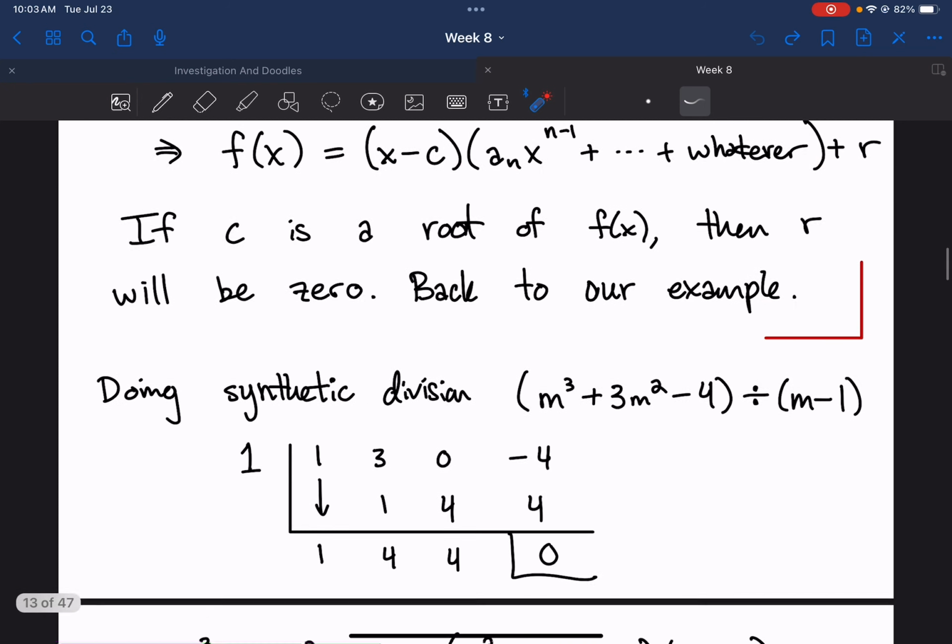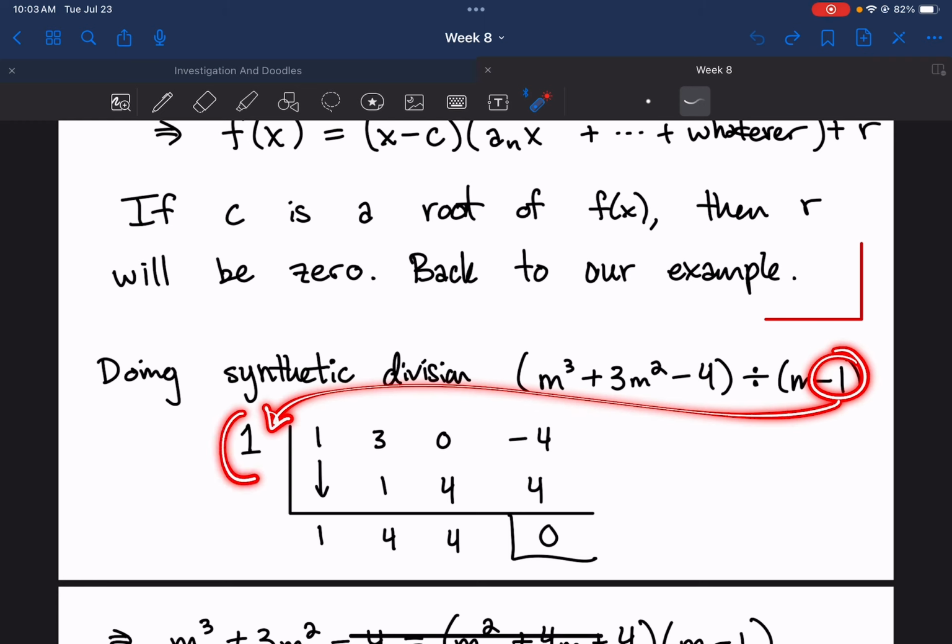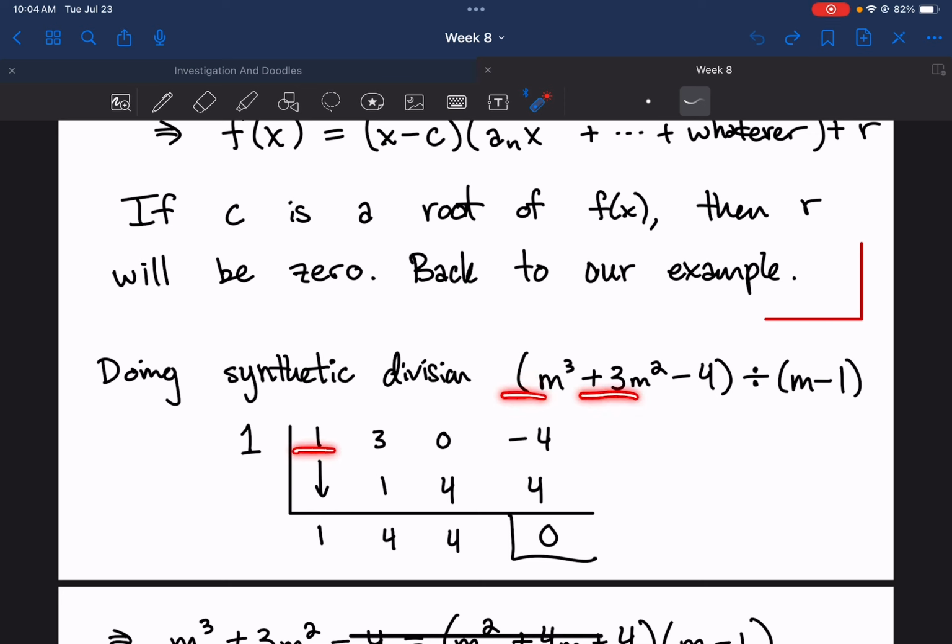Let's do synthetic division here. So we're going to divide m cubed plus 3m squared plus 0m minus 4 by m minus 1. Since this is minus 1 here, we put a plus 1 here. And then we copy the coefficients, right? 1 goes to 1. 3 goes to 3. There's a 0 here somewhere. It goes here. Minus 4 goes to minus 4.